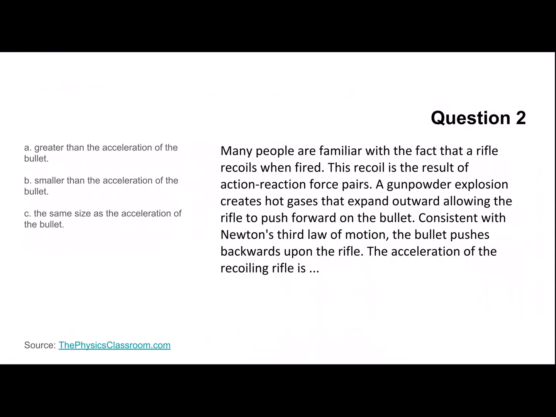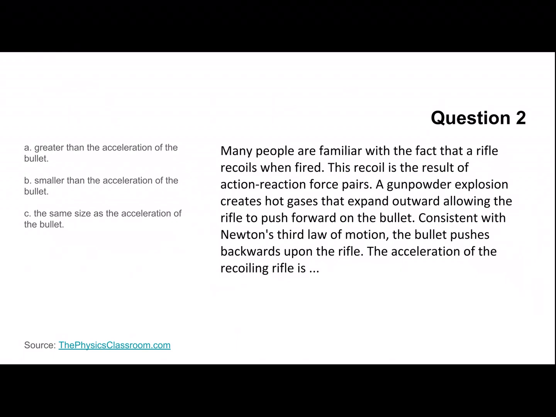All right, let's try another question. Many people are familiar with the fact that a rifle recoils when fired. This recoil is the result of action-reaction force pairs. A gunpowder explosion creates hot gases that expand outward along the rifle to push forward on the bullet, consistent with Newton's third law of motion. The bullet pushes backwards on the rifle. The acceleration of the recoiling rifle is, all right, I want you guys to decide if it's A, B, or C.